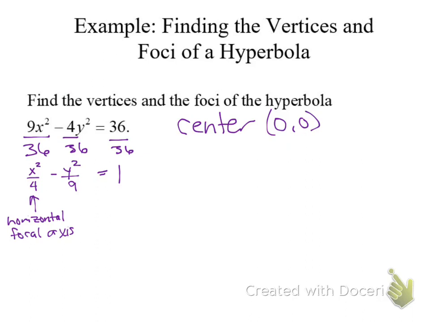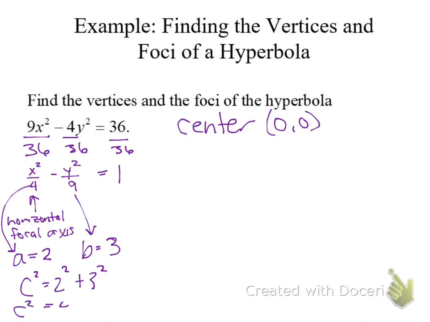So my a value is the square root of the number under x, and my b value is the square root of the number under y. So in this case, I have 2 and 3. To continue, we need to find what c is so I can find my two foci. And so c squared equals 2 squared plus 3 squared. So c squared equals 4 plus 9. So c squared equals 15, but c all by itself is the square root of 15.